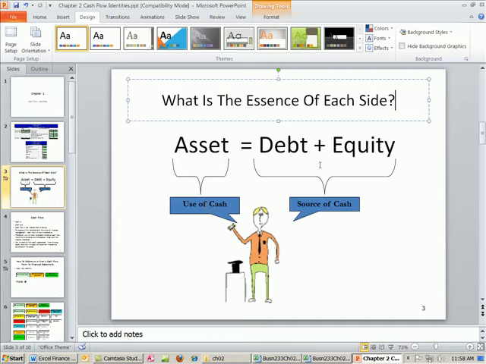We invest in assets. But where do we get our funds? The source of cash comes from either debt or equity. So debt is when we borrow. Equity is the owner's part of it. All right. This is how financiers look at it. And this equation here, use of cash equals source of cash, will be our starting point when we do our cash flow identities.